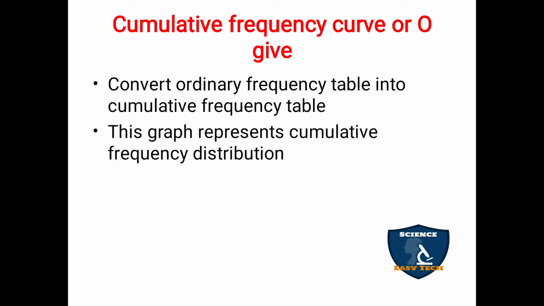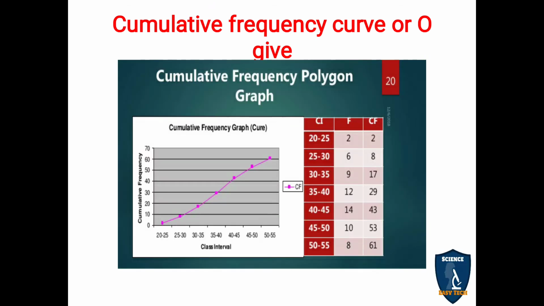Next is the cumulative frequency curve or ogive. It is very easy. Whatever frequency they have given, you first have to convert into cumulative frequency. First they will give the class interval, then the frequency, number of students or number of males or number of females, like that. You convert those frequencies into cumulative frequency, plot the dots, and draw a graph. Let me explain with an example.